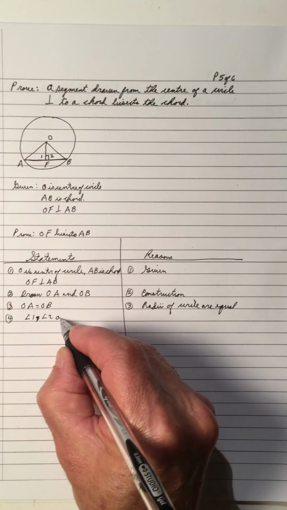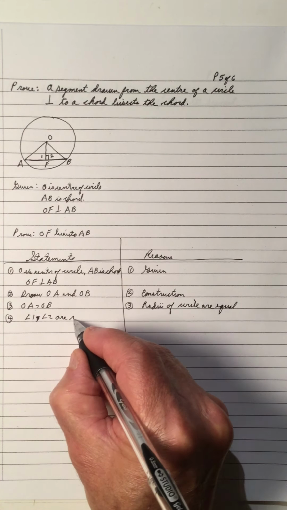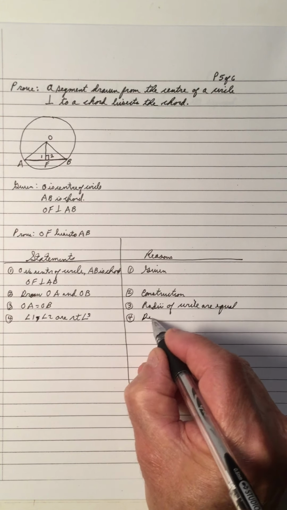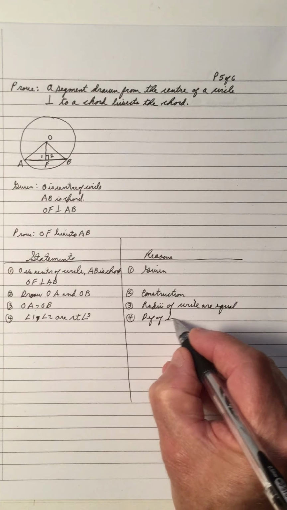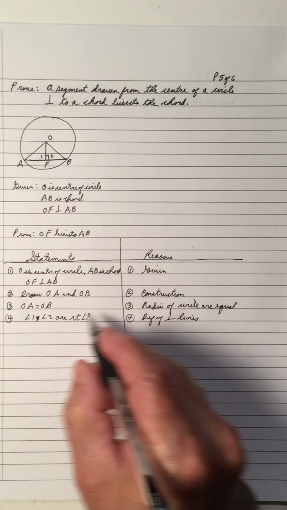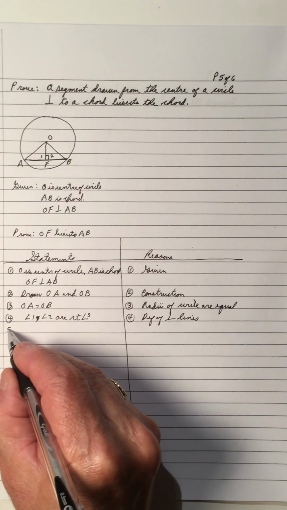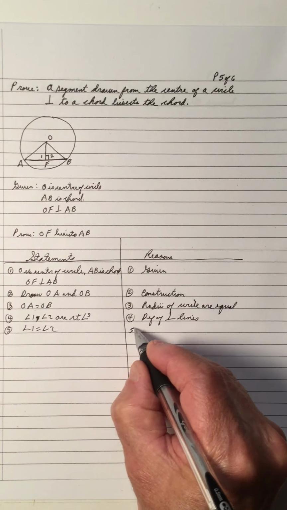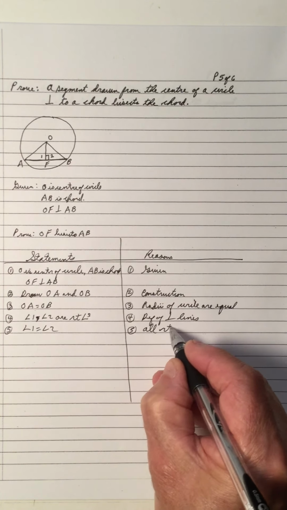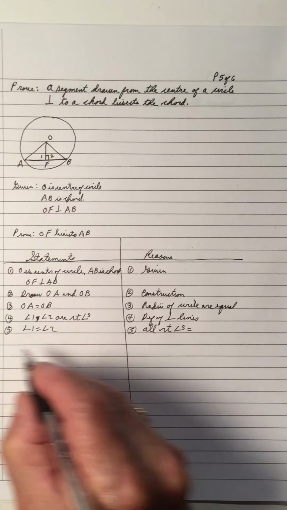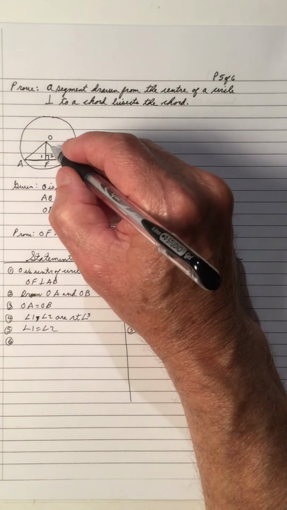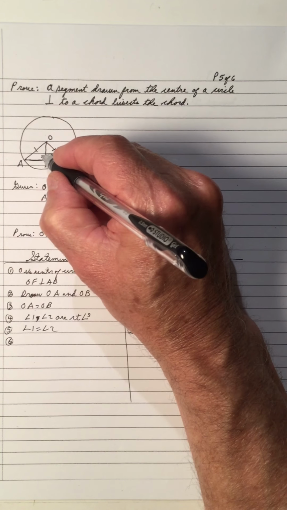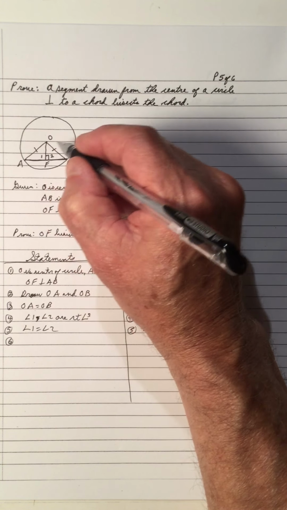Angle 1 and 2 are right angles, by the definition of perpendicular lines. Because the lines are perpendicular, the angles are right angles. That means that angle 1 is equal to angle 2, because all right angles are equal. So I have this side equal to this side, and I have these two angles equal.